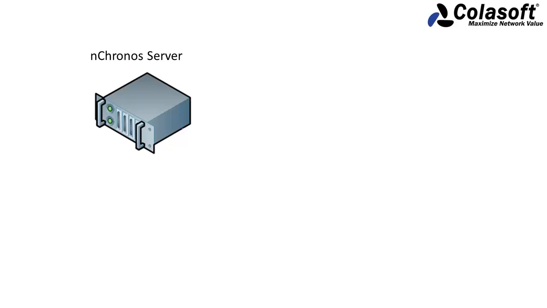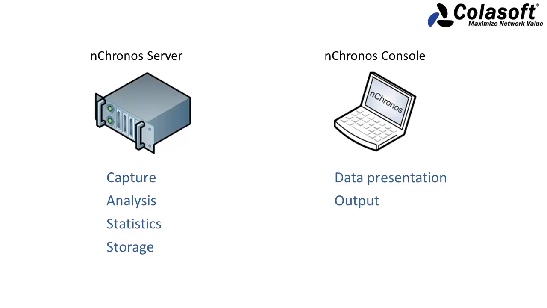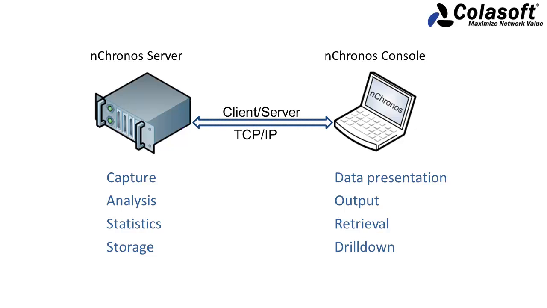nChronos consists of nChronos Server and nChronos Console. The nChronos Server is the core of nChronos, used for traffic capture, analysis, statistics, and storage. The nChronos Console is an application which accesses nChronos Server to obtain the data for presentation, output, retrieval, and drill down. The nChronos Console uses client-server technology to communicate with nChronos Server and retrieve the desired historical network data.